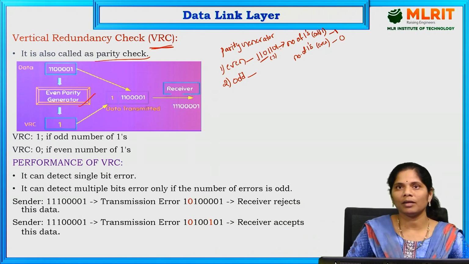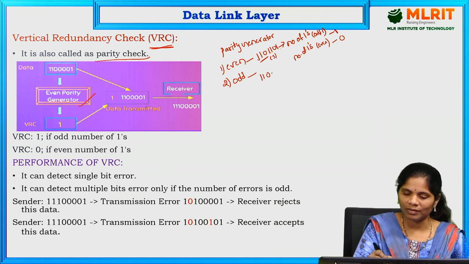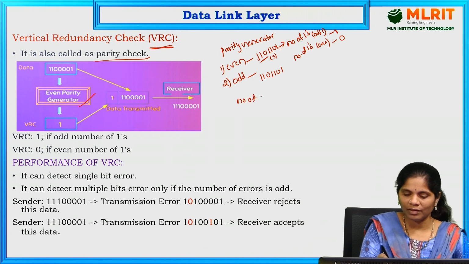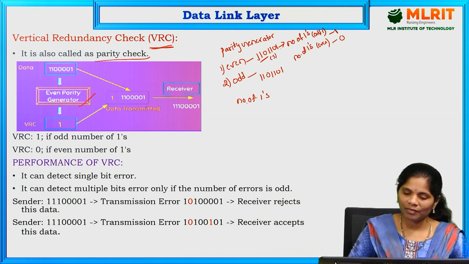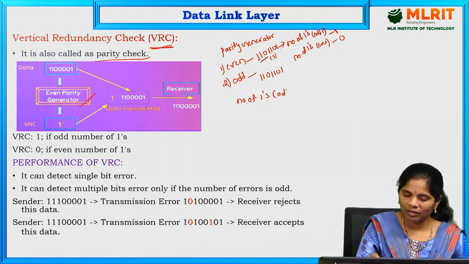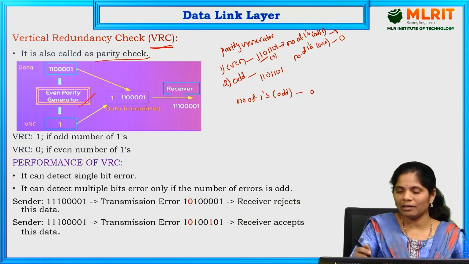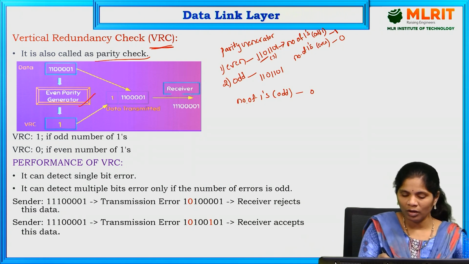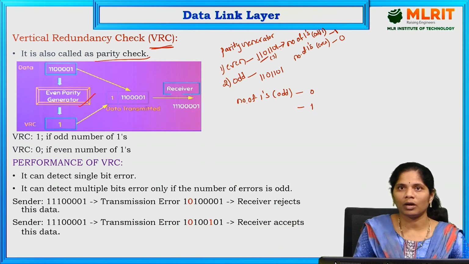Opposite to even parity is the odd parity. Here we take 1101. If the number of ones in this particular data is odd, the redundancy bit we have to consider is a 0. If the number of ones is even, then we call it a 1. That is the redundancy bit we have to add. That is the difference between even parity and odd parity.